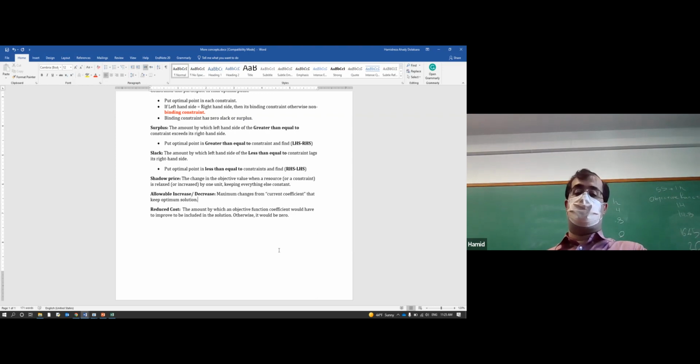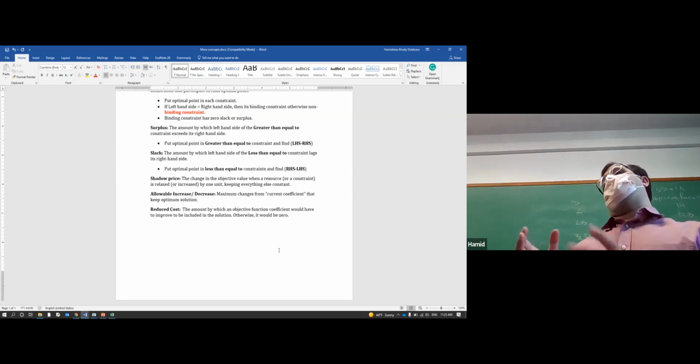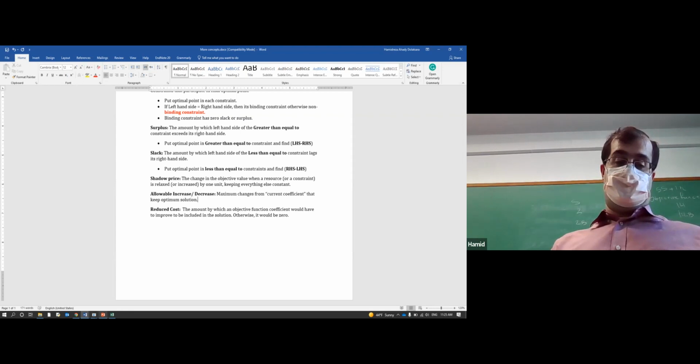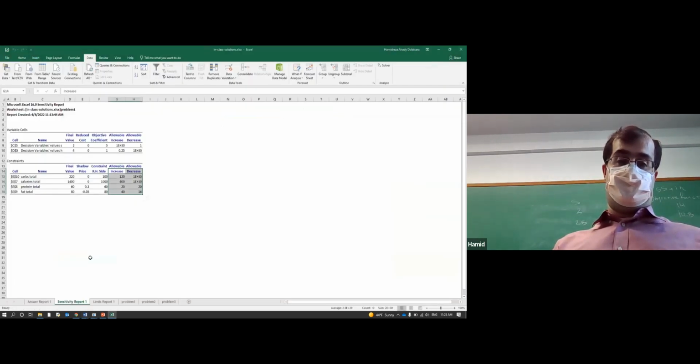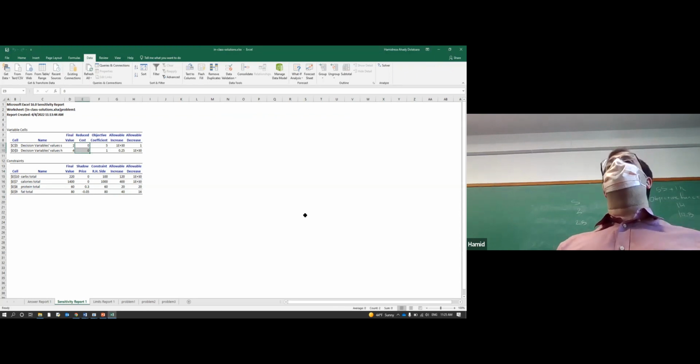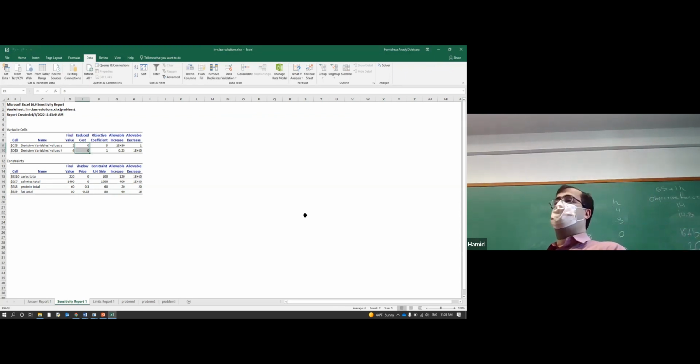Reduced cost: the amount by which an objective function coefficient would have to improve to be included in the solution. Here we are using both sandwich and hash brown, so both of them are included. Then if I check, my reduced cost is zero because both of them are included. But let's say you have four or five decision variables. If some of them are not included, you have a reduced cost. But if they are already in the final solution, the reduced cost is zero, like here.